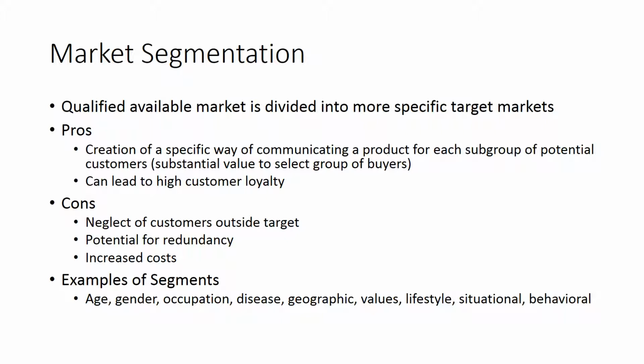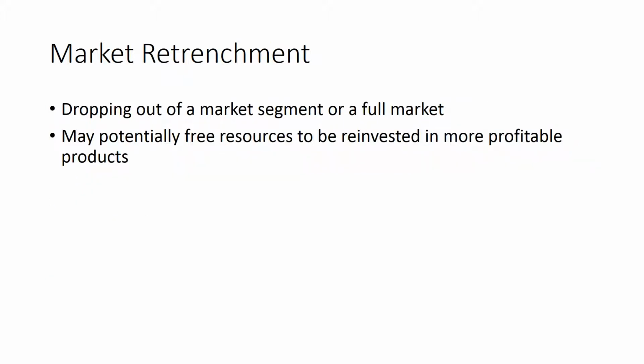This can lead to high customer loyalty, but there are also cons to market segmentation. It could mean that you're neglecting some of your customers. There's the potential for some redundancy, and it does increase cost. So when we talk about dividing that qualified available market into those specific target markets, how do we do that? Well, it can be by age, by gender, occupation, disease, geographic, their values, lifestyle, situational, behavioral, many different ways that you can segment that qualified available market.